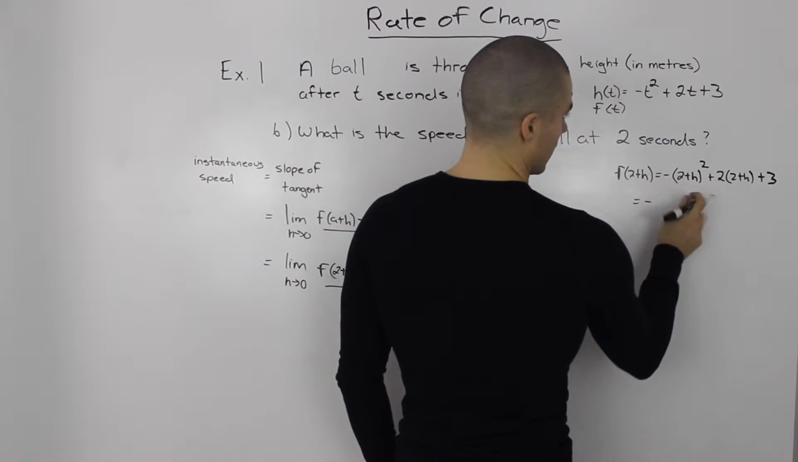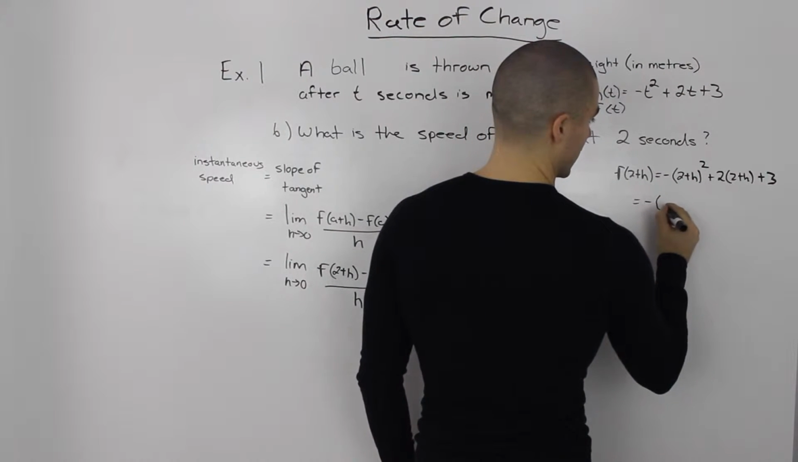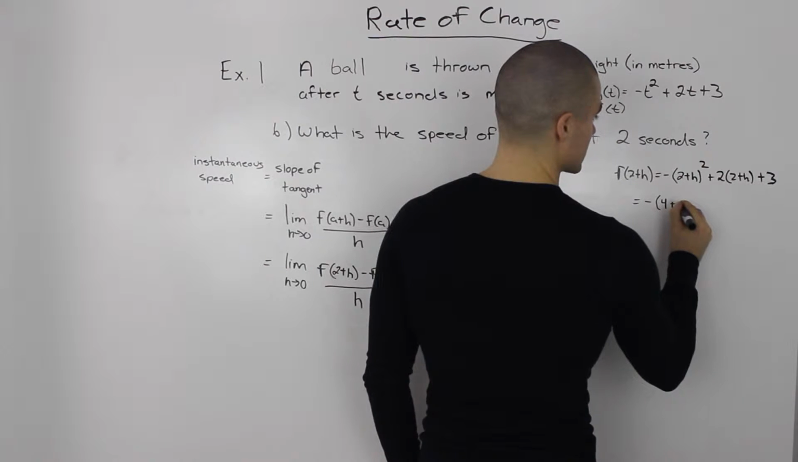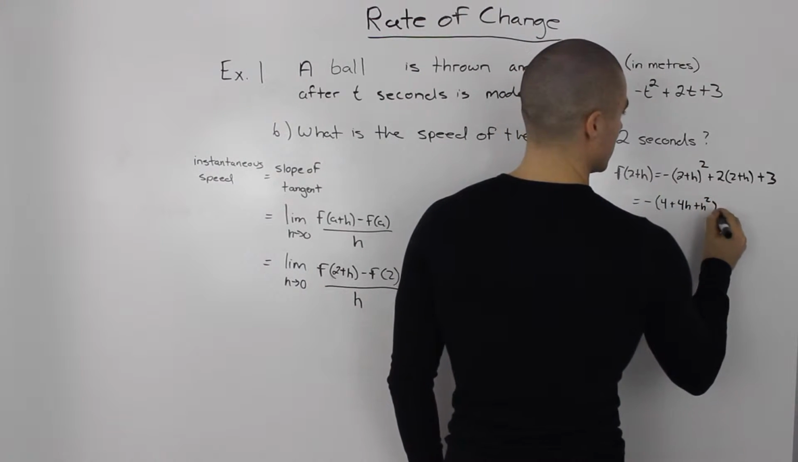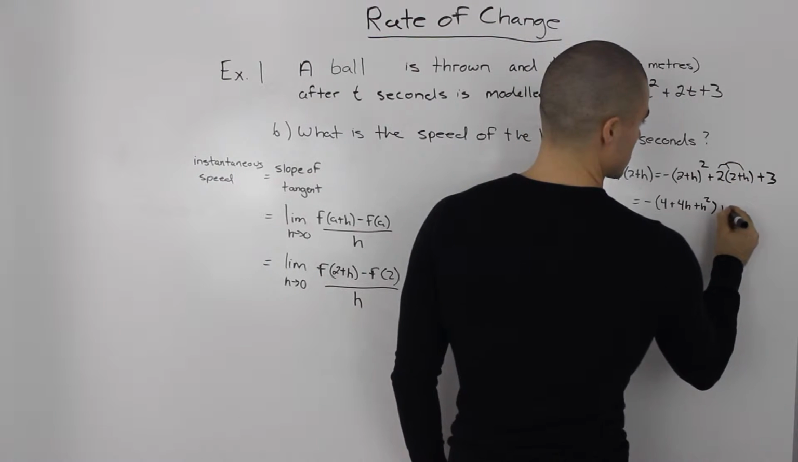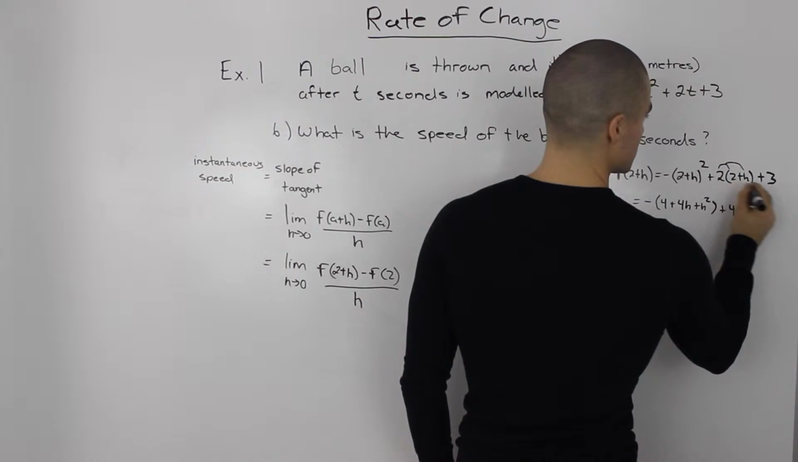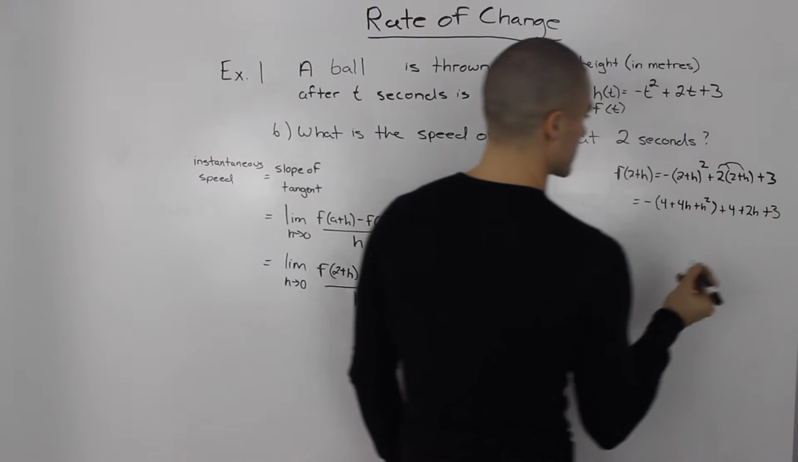So when we FOIL this, when we do 2 plus h times 2 plus h, we'll end up having 4 plus 4h plus h squared. Let's distribute the 2 inside this bracket. So 2 times 2 is 4, 2 times h is 2h, and then the 3 remains there.